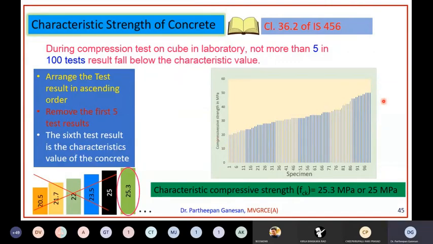You will get these 100 results. Arrange the test results in ascending order and remove the first 5. The 6th value is the characteristic strength. Suppose you don't have enough concrete to make 100 specimens, then you take only 20 specimens. In 20, what is the 5%? 1 specimen. So you test 20 different specimens and arrange them in ascending order. The first one you neglect. The second one is the characteristic compressive strength of concrete.